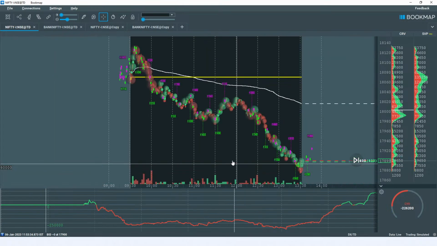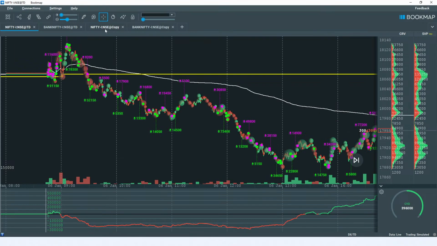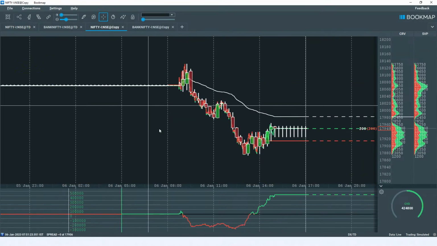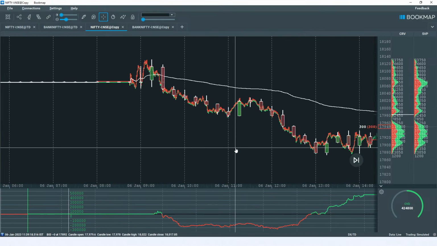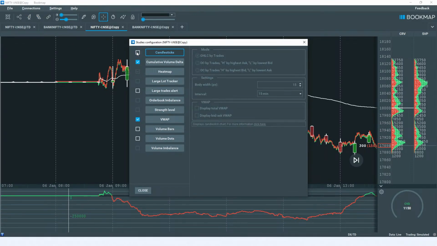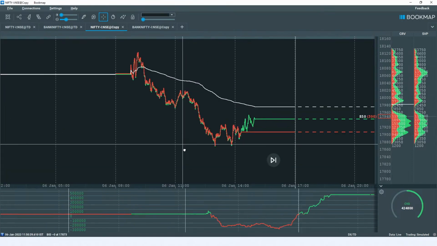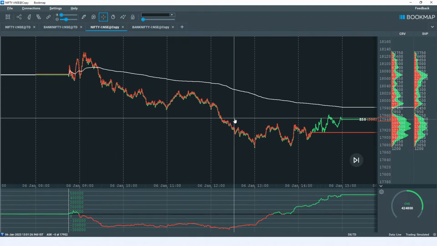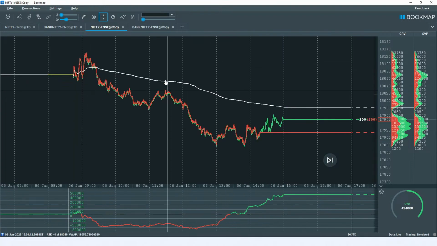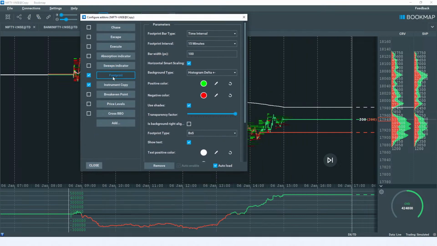So if the absorption indicator is clear to you, then we can move on to the next indicator that I plan to discuss today, which is footprint charts. Okay, just give me a moment. For footprint charts, you don't need to download anything additionally. It will be available directly when you have Bookmap open. There is a footprint indicator installed by default, so you can simply enable it.